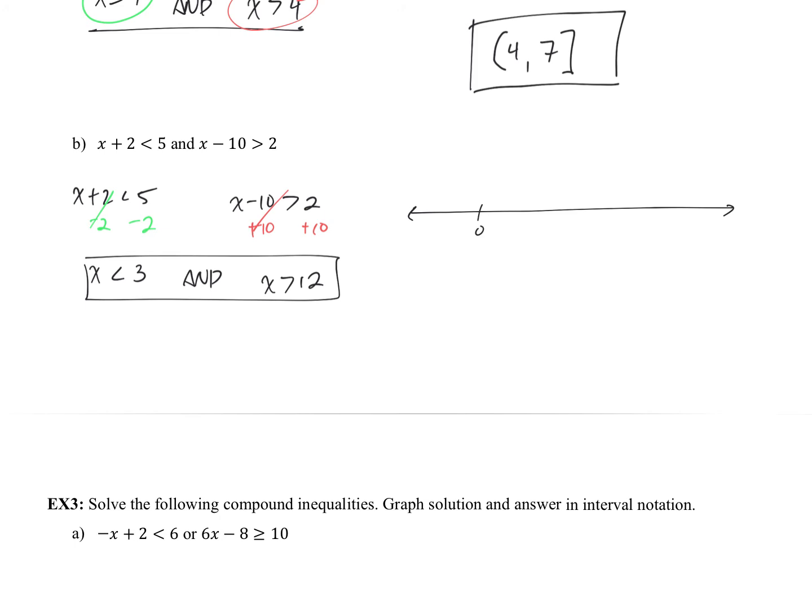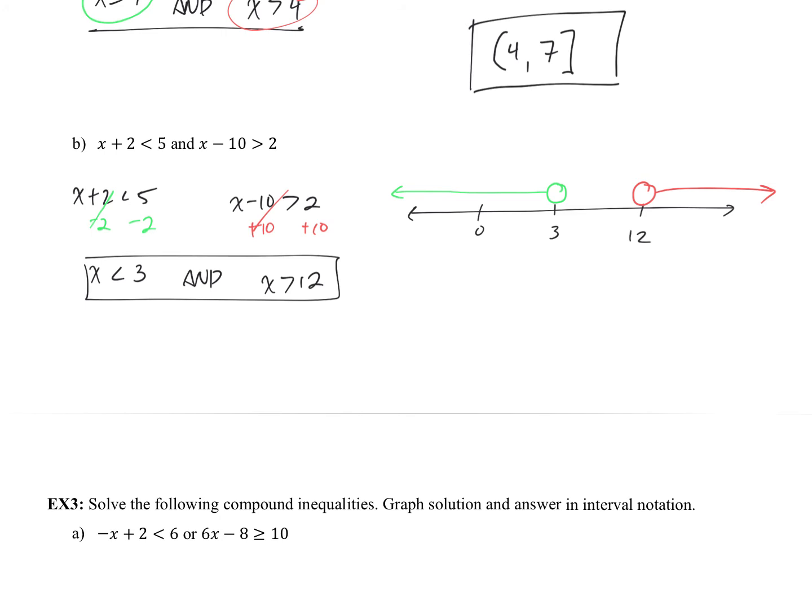So we have 0, 3, 12. I don't worry about spacing too much as long as I indicate where they are in comparison to 0. Okay, so I got 3 and x is less than 3. And then I have x is greater than 12. Alright, so remember, we're trying to figure out where these guys intersect, because we're looking at an and statement. But you know what? They don't intersect anywhere.